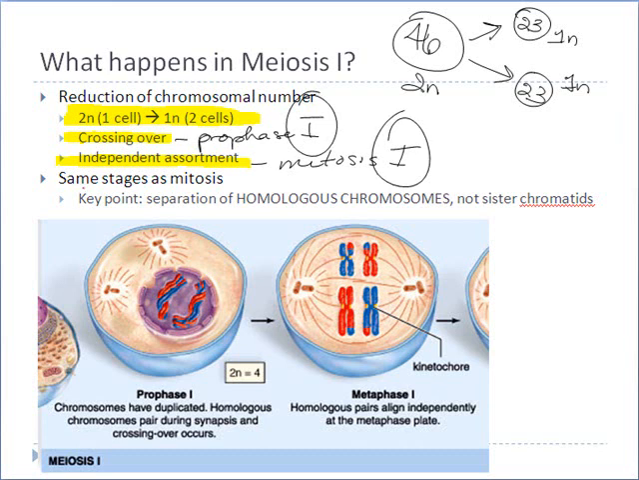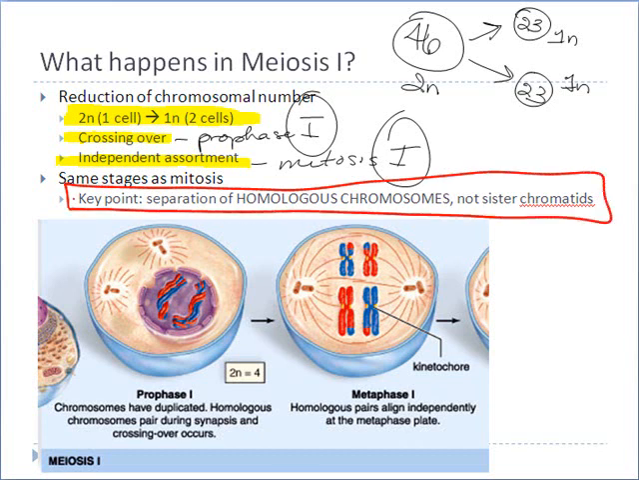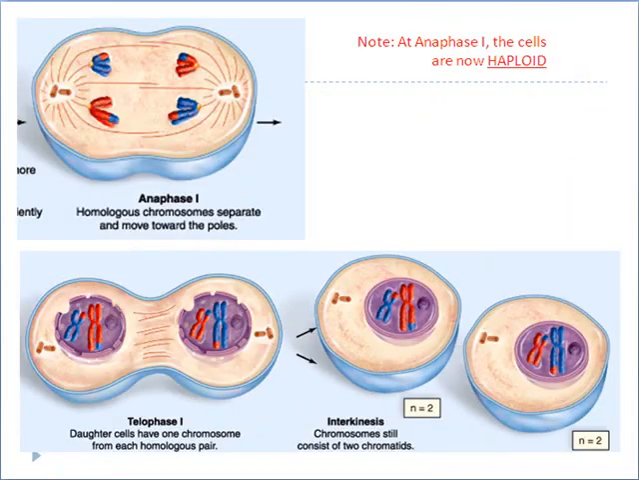Last thing, and this is another key point to remember about meiosis I. During meiosis I, we are separating homologous chromosomes, not sister chromatids. Very important point. We are separating homologous chromosomes, and because we're doing that, that allows us to go from having 2 complete sets of chromosomes inside the cell to having 2 cells each with 1 complete set. So let's see how this happens.